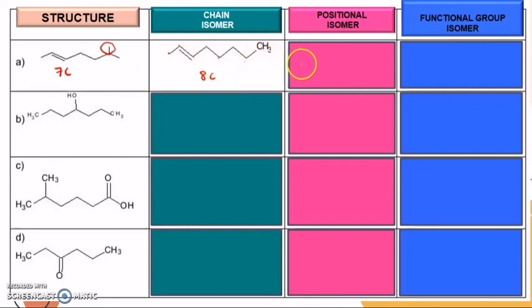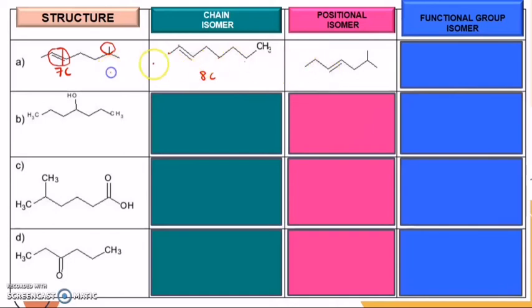For the positional isomer of this structure, I have changed the C=C double bond. For this structure, the C=C double bond is at the 2nd and 3rd carbon, while I change it to the 3rd and 4th carbon. So the position of the C=C double bond has changed, and these two structures are classified as positional isomers.